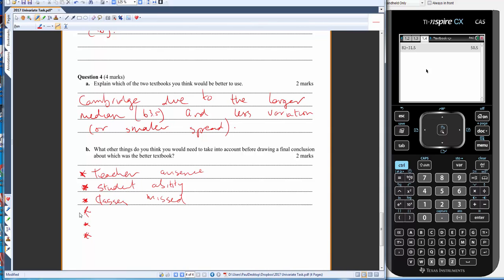So again, looking at and using statistics, it's really important you understand that you go on more than just, oh look, higher median, therefore use it. You've got to look at a number of factors before you make a final decision on something.